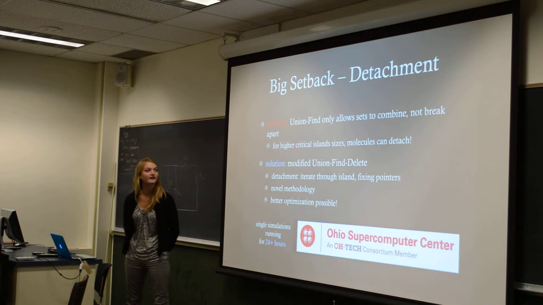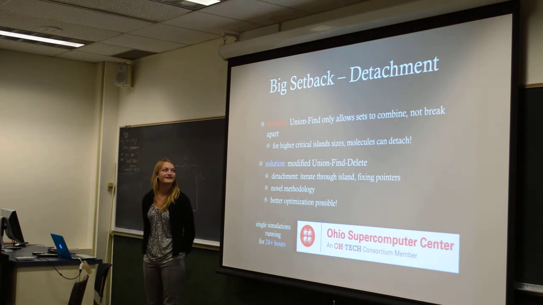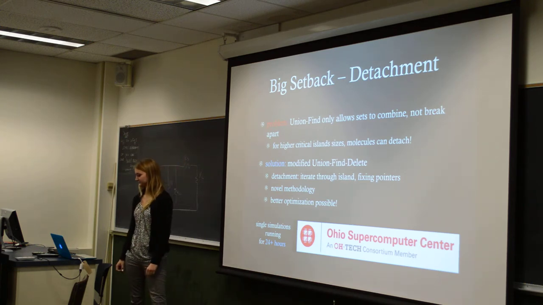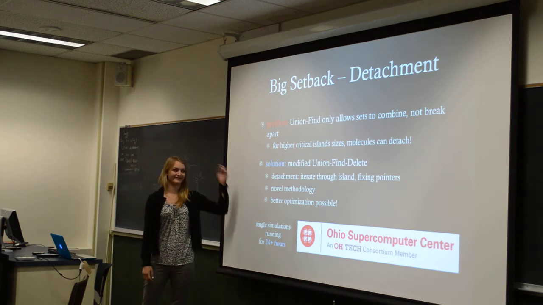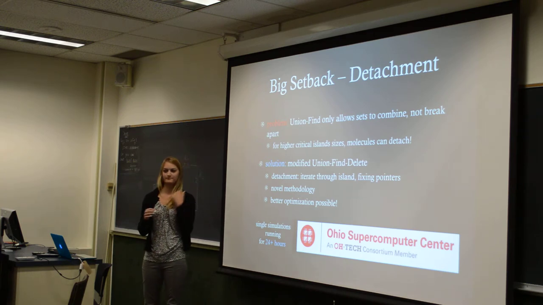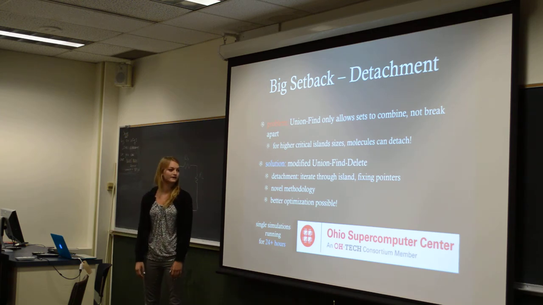But the problem with this was that my new special algorithm totally broke when this happened, because UnionFind as it is, standalone, doesn't allow sets to break apart. There's no mechanism for splitting things off. And for higher critical island sizes, you need to have monomers that can detach. And so what we did was just kind of played around with it, and ended up finding a solution with a modified UnionFind delete, where when a particle detaches from an island, you do have to iterate through that whole island and update all the pointers. But the good thing is this still isn't dependent on the lattice size, it's only dependent on the island size.